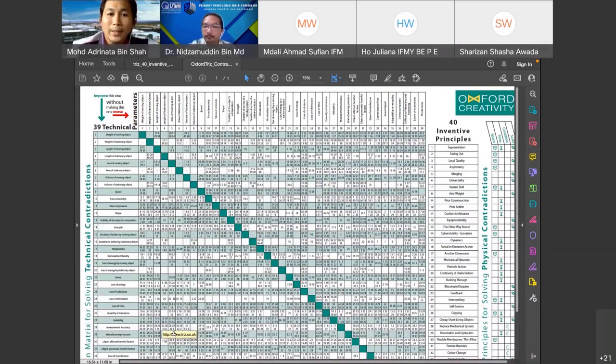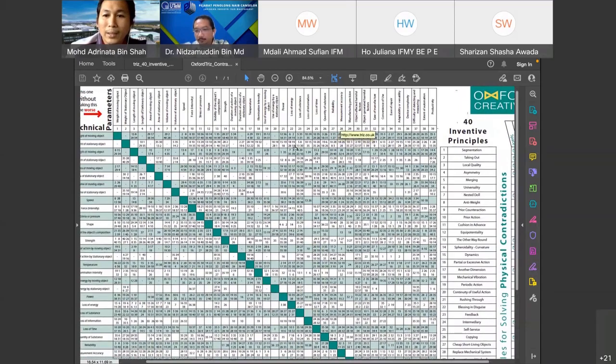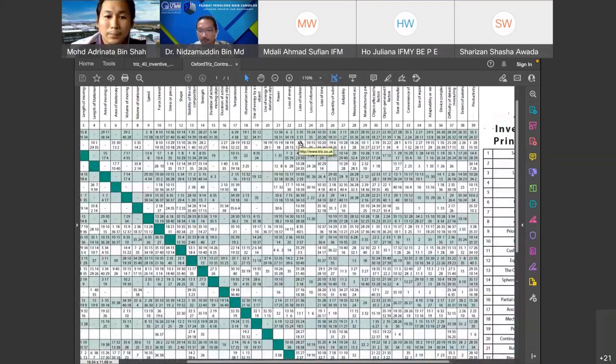So we need to look at it. In general, this is our session for the 39 parameters for improving and worsening, and also the 40 inventive principles. What we need to do is look at the improving and worsening parameters, and then the numbers of the 40 inventive principles. Let's say, from the previous example.